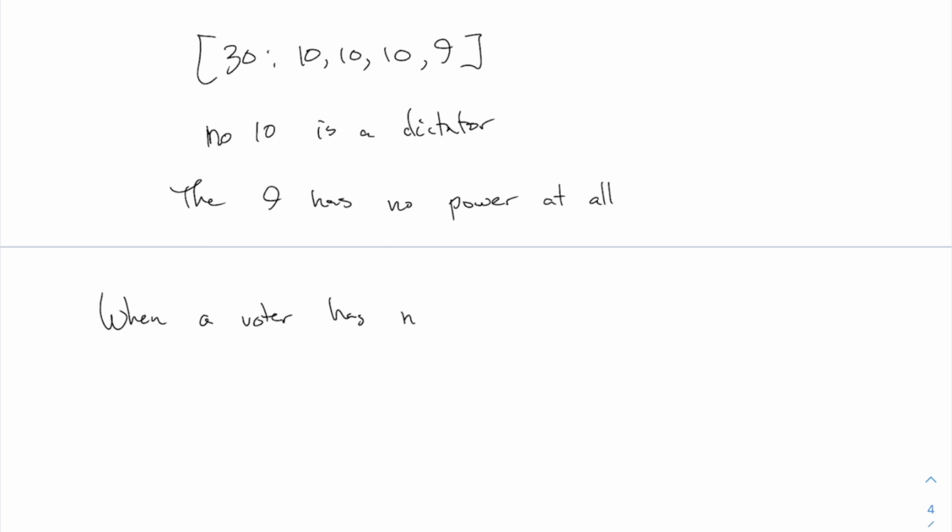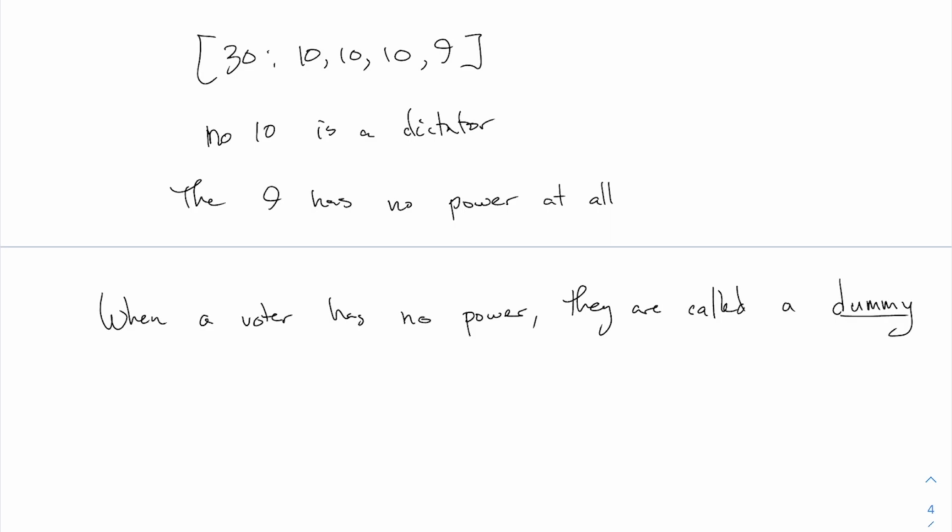When a voter has no power, they are called, I'm not making this up, a dummy. That's what they're called in the theory of weighted voting. A voter with no power at all is called a dummy. It's a little bit more difficult to identify a dummy.